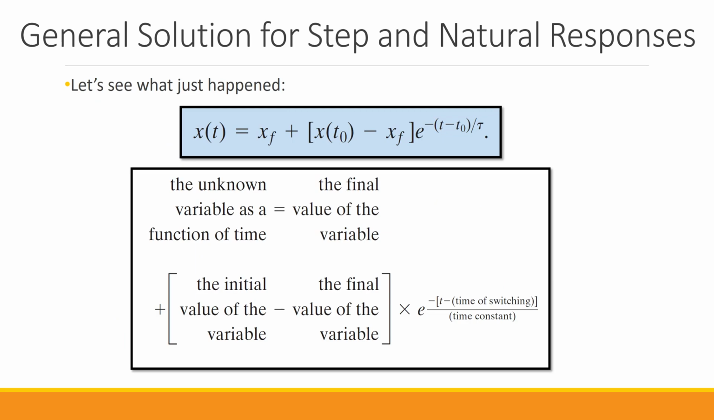Let us take a moment to go over the equation. This is the equation that we get. The variable at any given time, remember this variable can be the current or the voltage of the inductor or the current or the voltage of the capacitor, equals its final value plus the initial value minus the final value multiplied by this exponential function. So the unknown variable as a function of time equals the final value of the variable plus the initial value minus the final value, multiplied by e to the power negative t minus the time of switching, divided by the time constant.